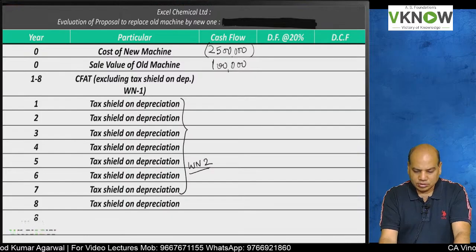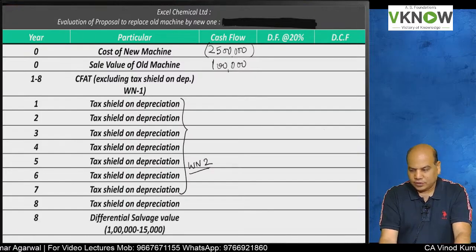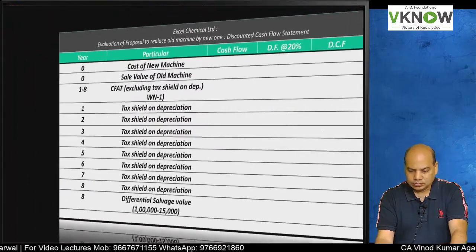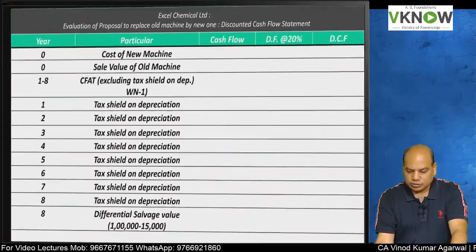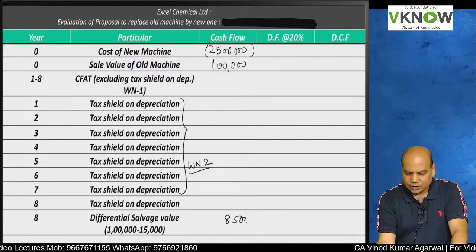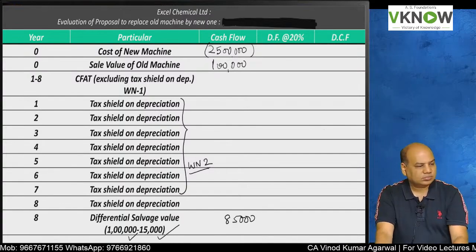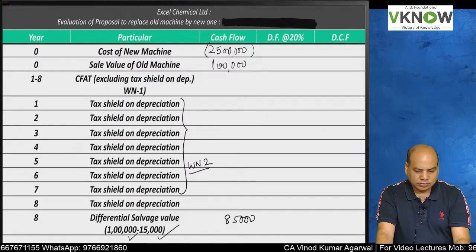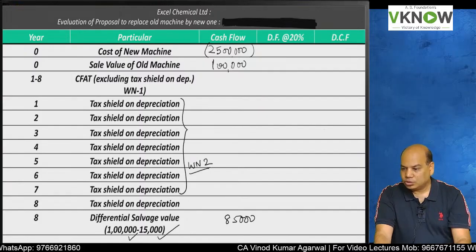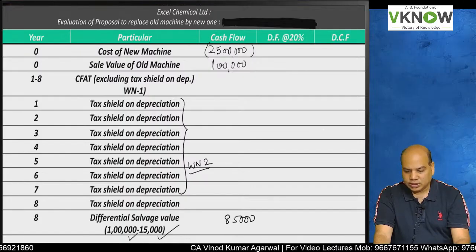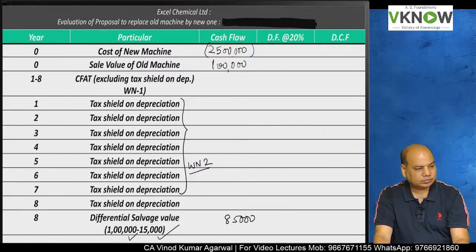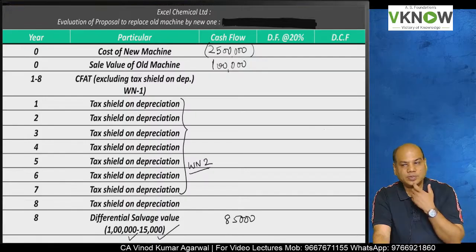And then you write down year 8 differential salvage value. 85,000. 1 lakh minus 15,000. Differential salvage value: 1 lakh from the new asset, 15,000 from the old asset. So incremental salvage value will be 85,000.